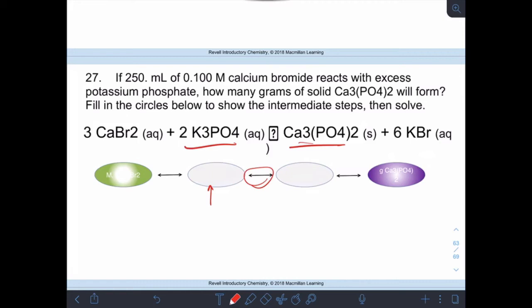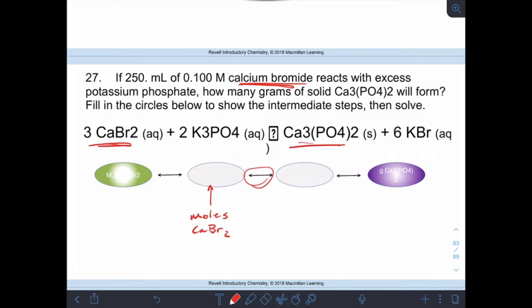Oh, I'm sorry, I misspoke earlier. We're going to take that out. We're actually going from the calcium bromide. My bad, because the question tells us the calcium bromide. Okay. The phosphate is extra, right? It's excess. So my bad. So here I want to go moles of calcium bromide.